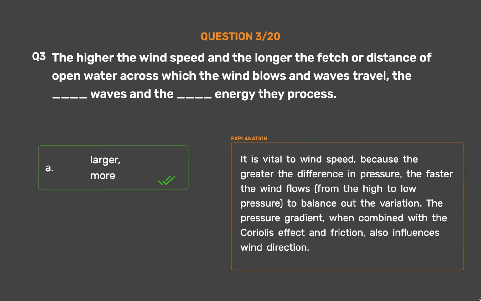Larger, more. Pressure is vital to wind speed, because the greater the difference in pressure, the faster the wind flows from the high to low pressure, to balance out the variation. The pressure gradient, when combined with the Coriolis effect and friction, also influences wind direction.